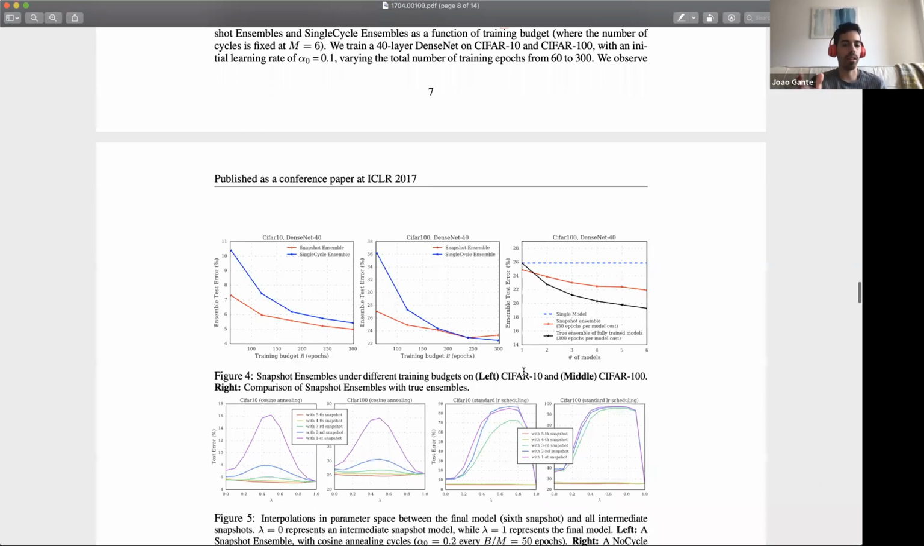Ideally they should keep the training budget constant and try running the normal ensembles, so you keep the sum of epochs constant, but you change the number of ensembles. So in how many slices you divide that, and they never made that comparison. Because they did that before, no? They did that up there.